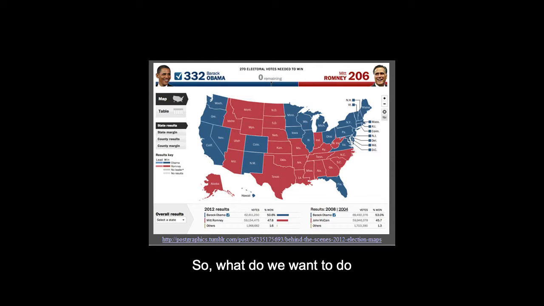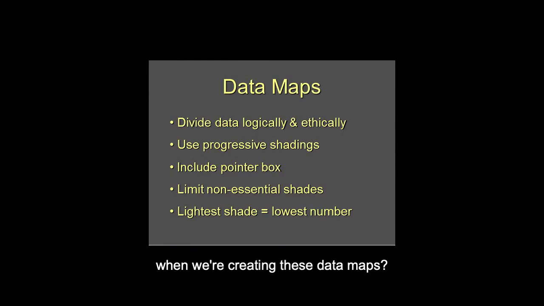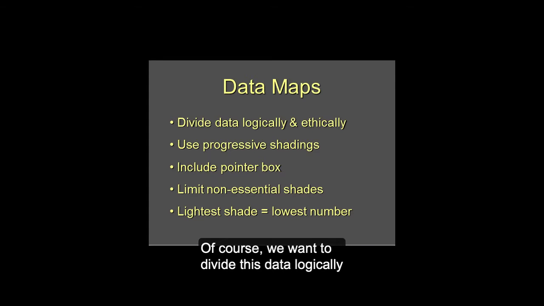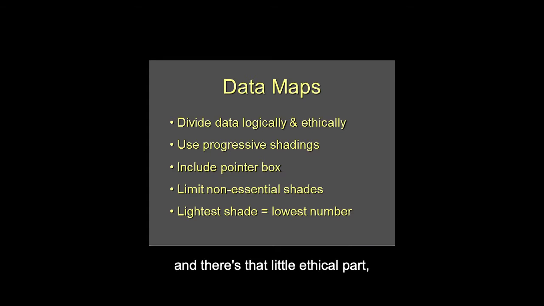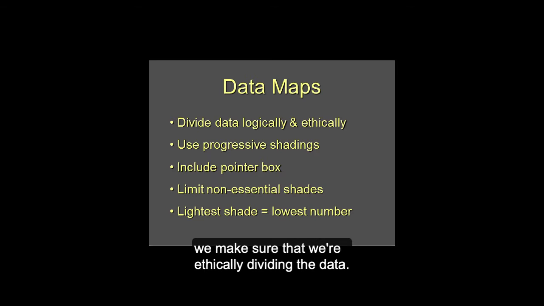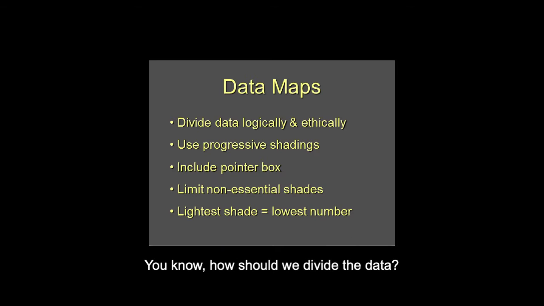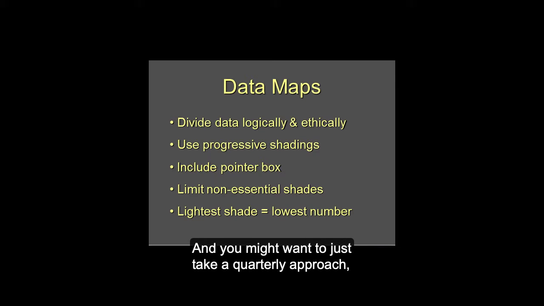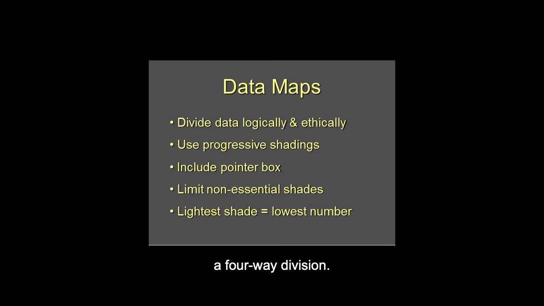So what do we want to do when we're creating these data maps? Of course, we want to divide this data logically, and there's that little ethical part. We make sure that we're ethically dividing the data. How should we divide the data? You want to deal with round numbers, and you might want to just take a quarterly approach, the four-way division. You want to use progressive shading, and you have to be a little bit aware of what colors you're using, because typically the lightest shade is the category with the lowest number.